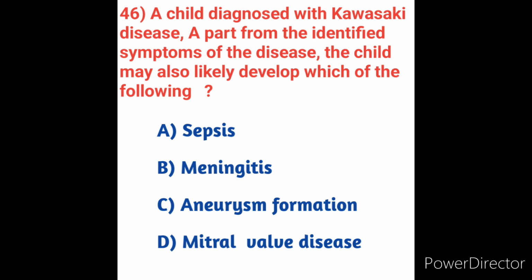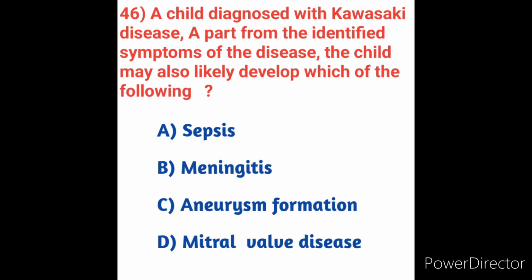What is Kawasaki disease? Kawasaki disease is also called mucocutaneous lymph node syndrome. It is a condition that causes inflammation in the walls of some blood vessels in the body, most common in infants and young children.